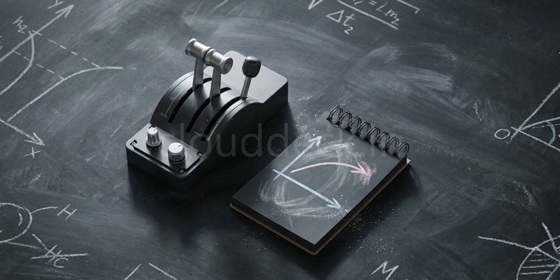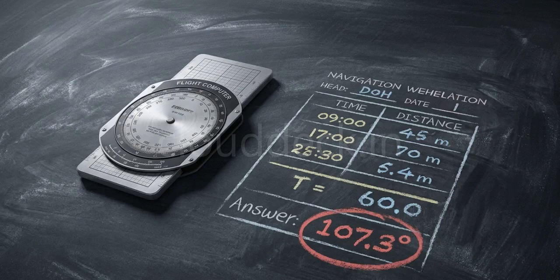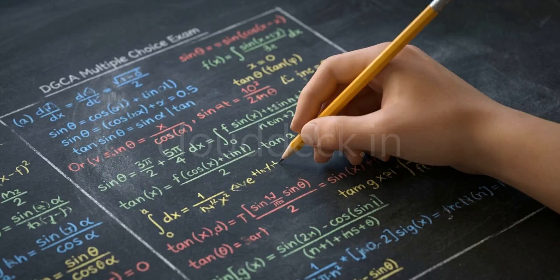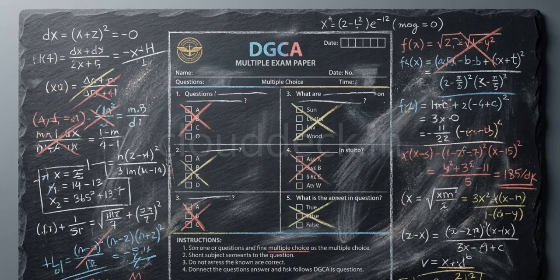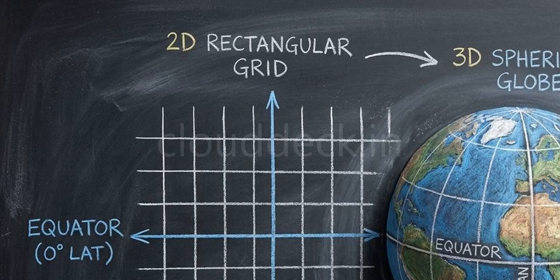Taking 5 seconds to sketch that curve relative to the pole replaces the need for memorization with spatial logic. This provides a visual check for your calculations before you commit to an answer. Now let's look at the specific edge case scenarios DGCA examiners use to trick you into performing unnecessary, time-wasting math. First is the equator trap.